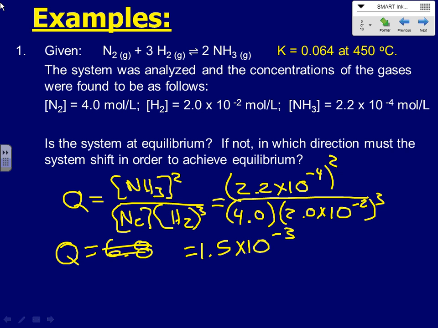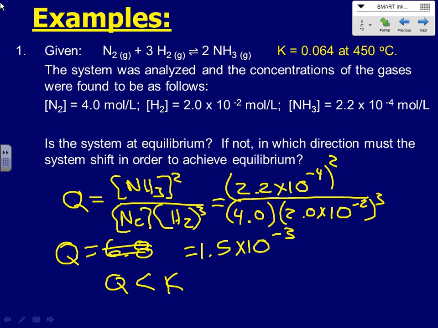All right, let's take a look. How do we compare? How is the Q related to the K? That's 10 to the negative 3. This is 1, 2. That's 10 to the negative 2. And therefore, the Q is less than, because 10 to the negative 3 is smaller than 10 to the negative 2. Okay. A little bit of powers of 10 lesson here today along with it.